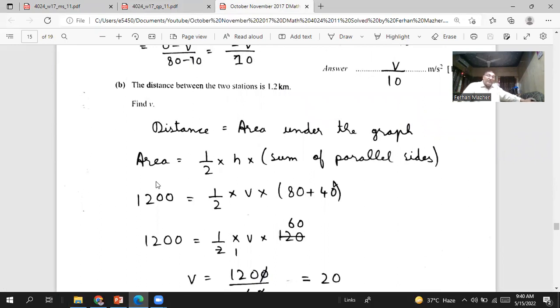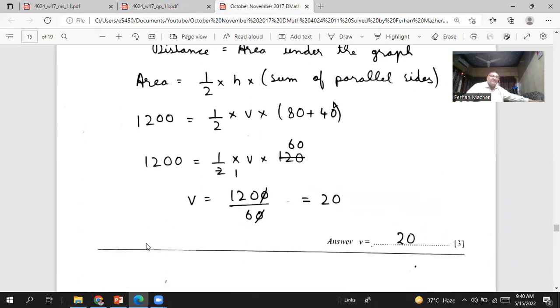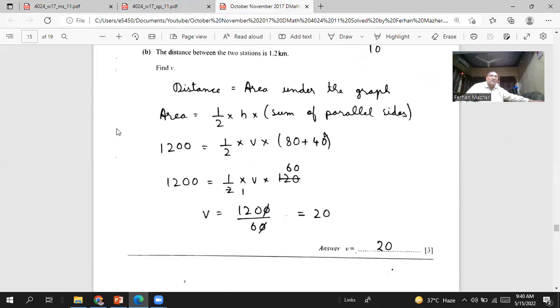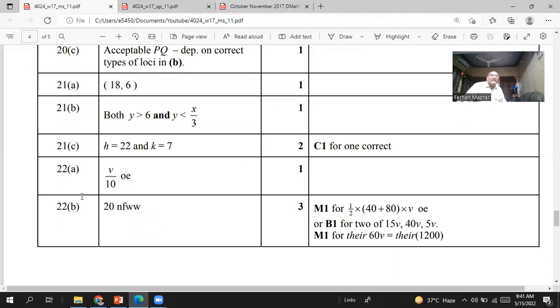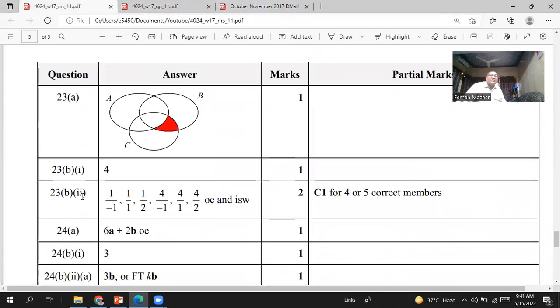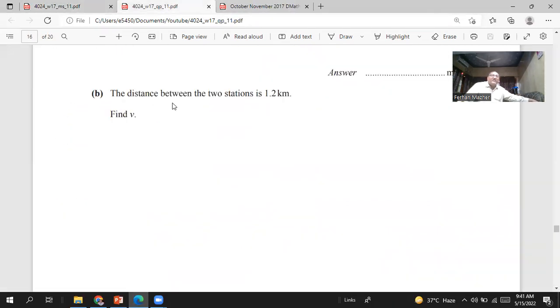That's the area of the trapezium, 1 by 2 into height. Height I want to know. The sum of the parallel sides, that is 80 plus 40, that's 120. 2 and 120 cancel, 60. That 60 will go to the other side. So v will become 1200 divided by 60 and that will become 20. So the value of v will be 20 meters per second. That is the right answer, sir. Okay, so we are going to the next question.